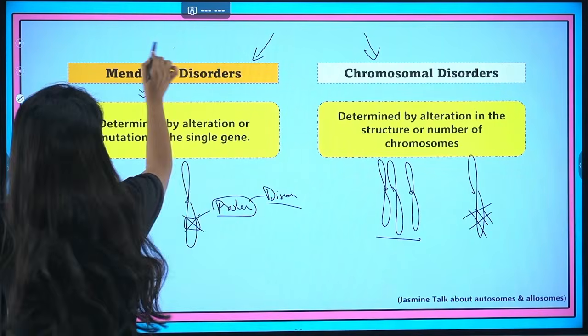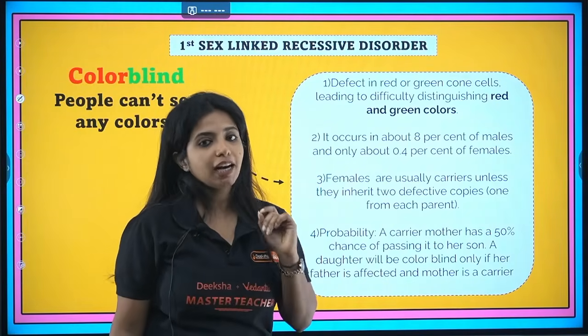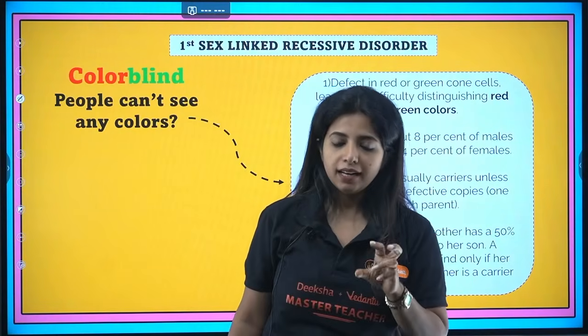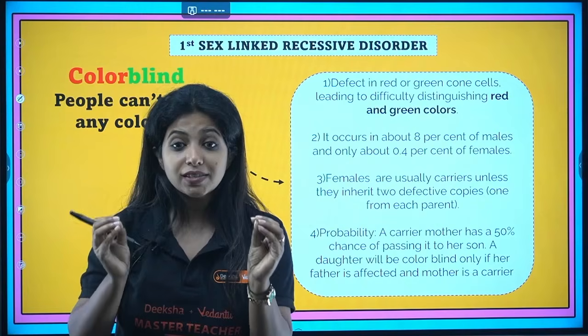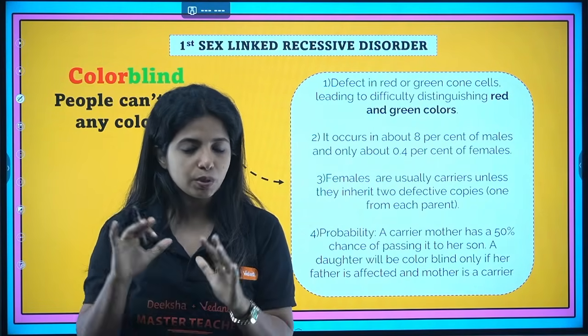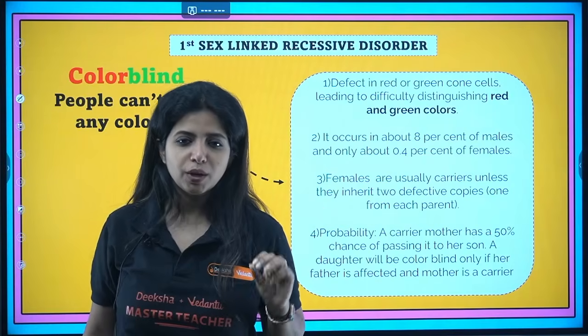So first we are going to go ahead with Mendelian disorders, and the first Mendelian disorder that we have is color blindness. And remember, in your NCERT, the ones which are discussed are all recessive disorders. What do you mean by recessive disorders? You will come to know. And the first two of them are sex-linked recessive disorders. What do you mean by that?